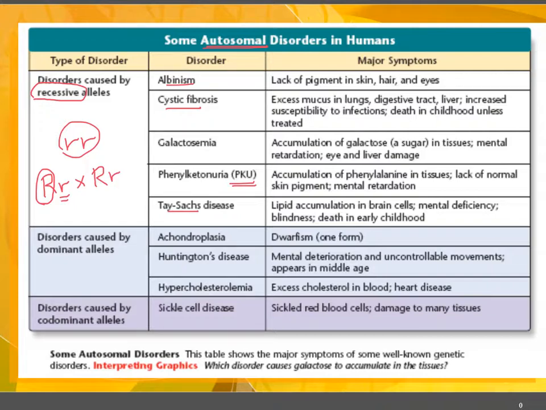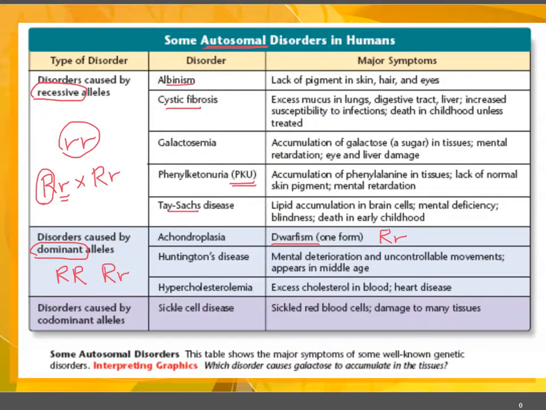And then there are a few disorders listed here that come from dominant alleles, so someone who is either homozygous or heterozygous will show this particular disorder. In some of these disorders, such as the dwarfism that's mentioned here, achondroplasia, this is only the heterozygous form because the homozygous form is lethal before birth.